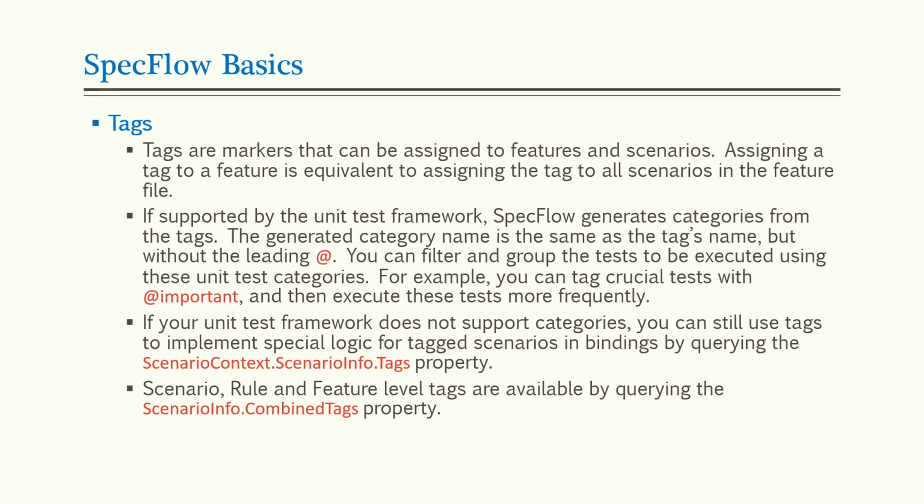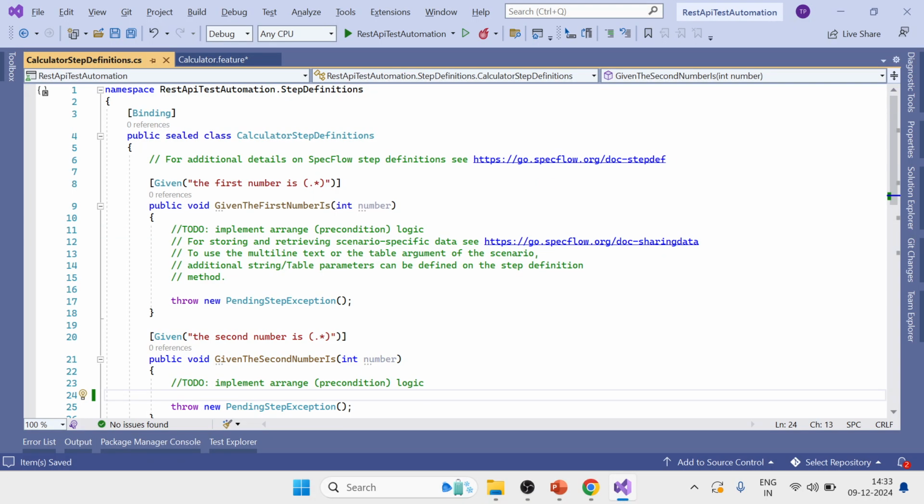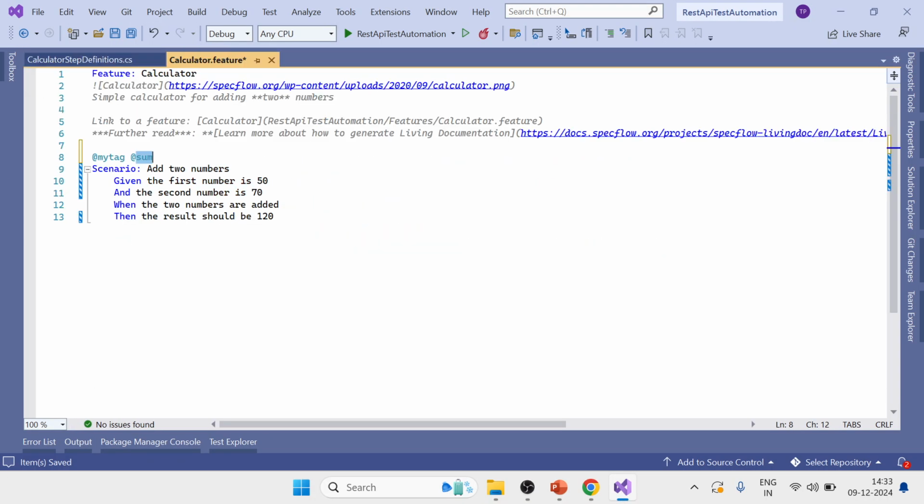Scenario, rule and feature level tags are available by querying the ScenarioInfo.CombinedTags property. SpecFlow treats the @ignore tag as a special tag. SpecFlow generates an ignored unit test method from a scenario with this tag. So if you add any tag as ignore, the test case will not be executed as it is tagged as ignored. So suppose I just put here @ignore.